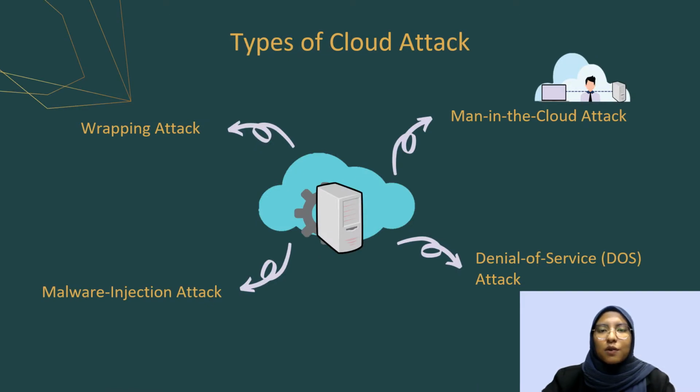So we will start off with types of cloud attack. There are four common types of cloud attack, which are wrapping attack, malware injection attack, man in the cloud attack, and also denial of service attack, or we call it DOS attack. So all of these attacks are going to be explained further afterwards.